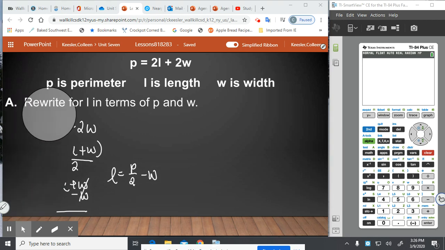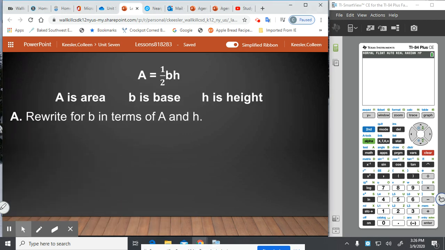All right, let's try another one. Now we have area equals 1/2 base times height. Hopefully you realize that that is the area formula for a triangle. So we want to rewrite for B in terms of A and H. So we have A equals 1/2 base times height. Let's get rid of that fraction first. When we have a fraction, the opposite is to multiply by the reciprocal.